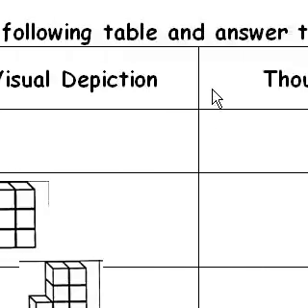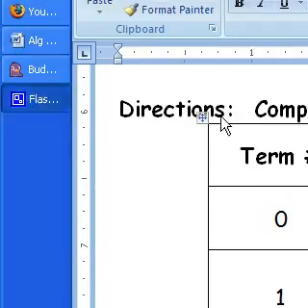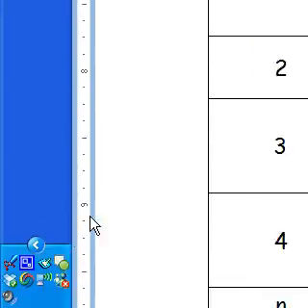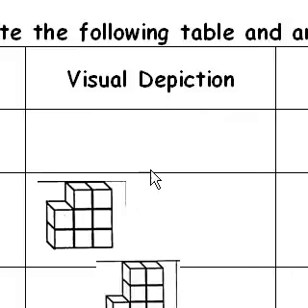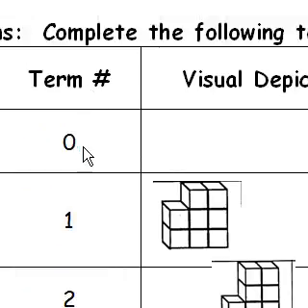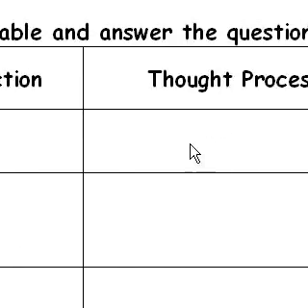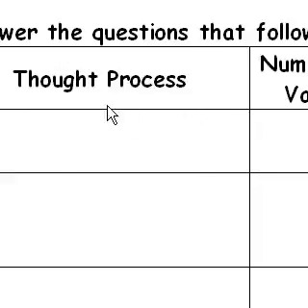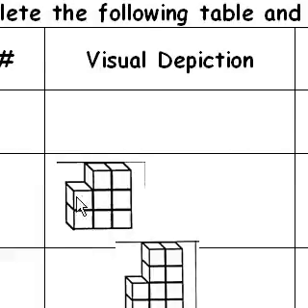Okay, complete the following table and answer the questions that follow. Alright, we have our visual depiction of what's going on, our term number, basically this is what turn we're on, our thought process, this is where we'll put our calculation, and the numerical value. So it looks like we are counting bricks in this case.